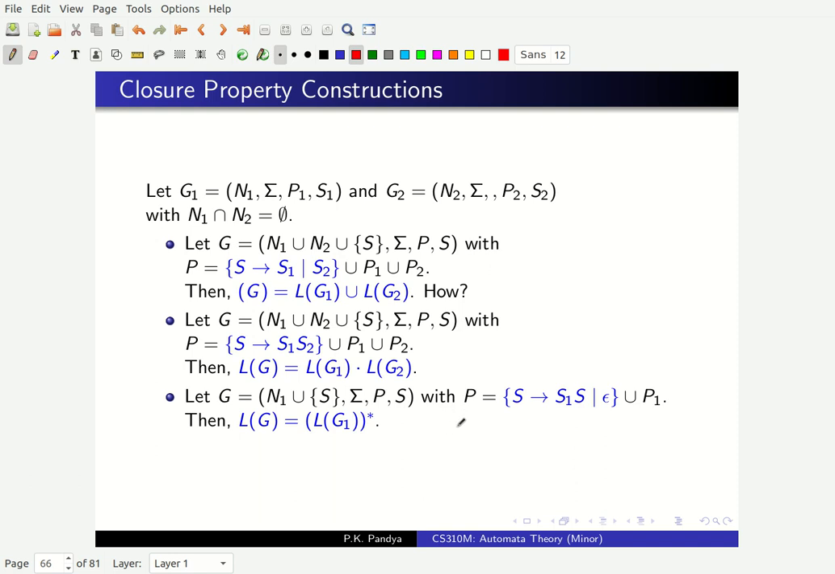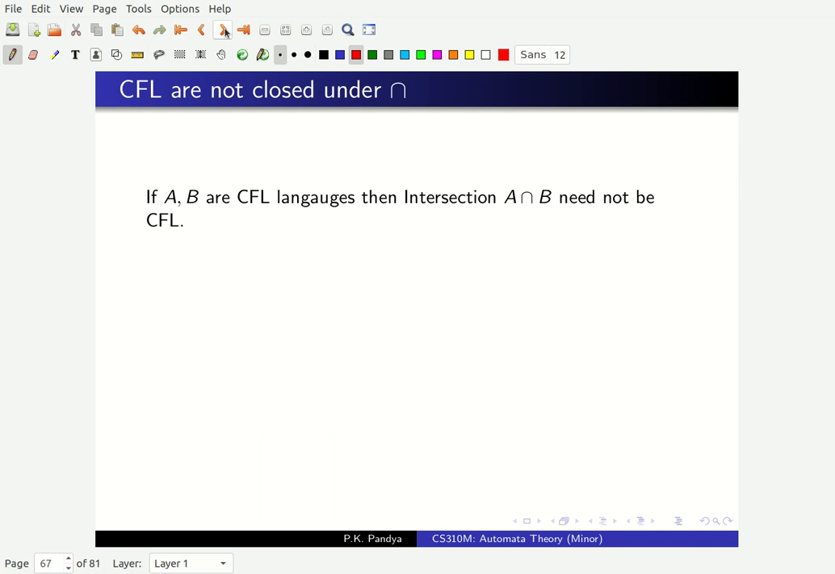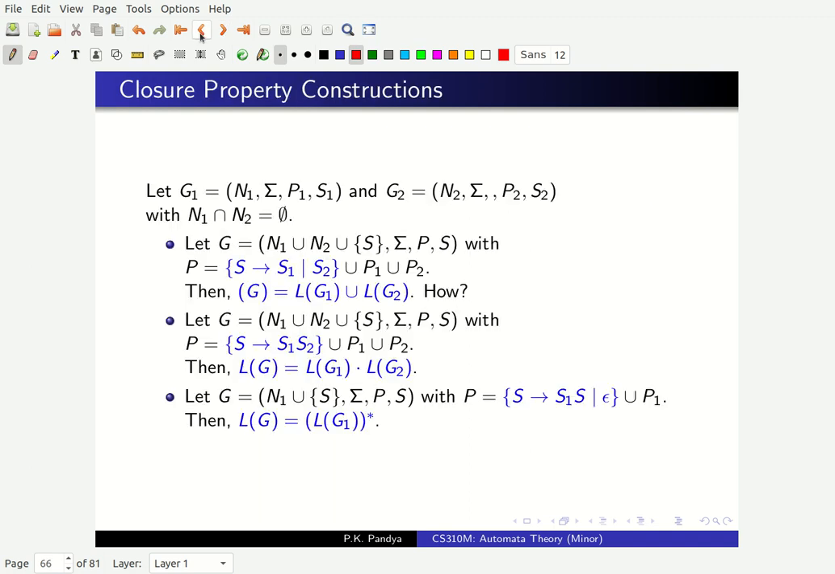It's an exercise for you to show that this is true. If there is difficulty, you can ask me in the doubt clearing session. So we have constructed this, and then what do we do about reverse? How do we show closure under reverse?